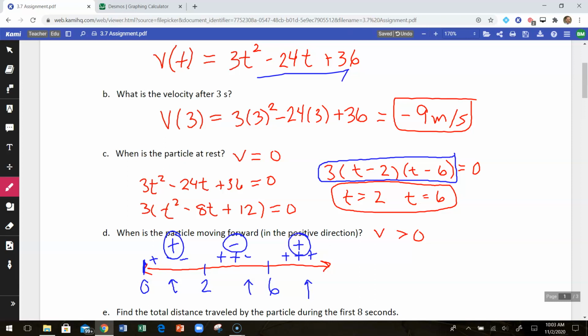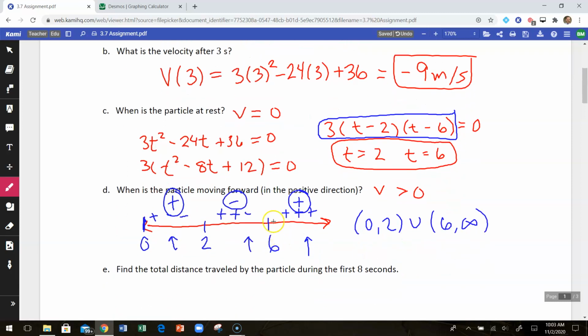So how do I use that to answer the question? When is the particle moving in the forward direction, or moving in the positive direction? It's when the velocity is greater than 0, which happens from 0 to 2 and also from 6 to infinity. It would be moving in the negative direction, or backward, between 2 and 6. Okay, so we're going to use this to help us answer a couple more of the questions below here.